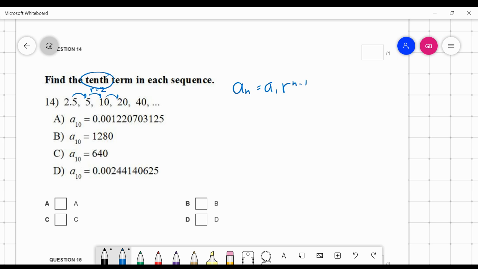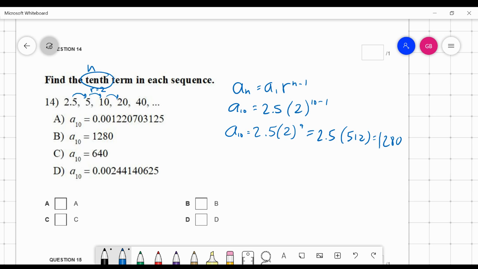If we want the 10th term, that's n. The first term is 2.5 times r, which is 2 to the power of 10 minus 1. Exponents first, 2 to the power of 9. I'm going to use my calculator. 2 to the power of 9 is 512, times 2.5 is 1,280.